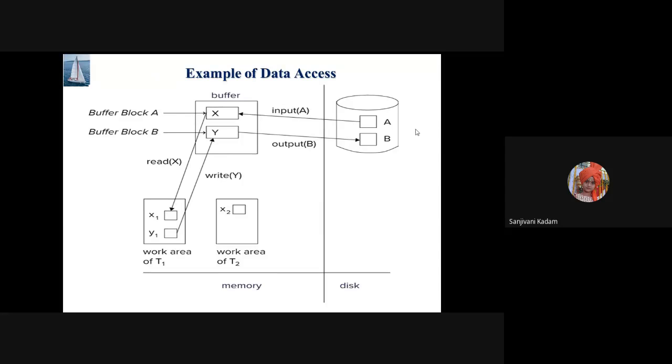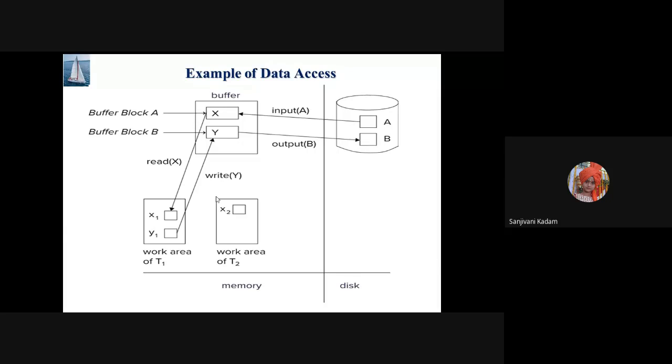This was regarding the normal background operations. But whenever we are executing multiple transactions, a separate work area will be given for each transaction. From the main memory, some space will be allocated for T1, and some other, non-overlapping space will be allocated for T2.